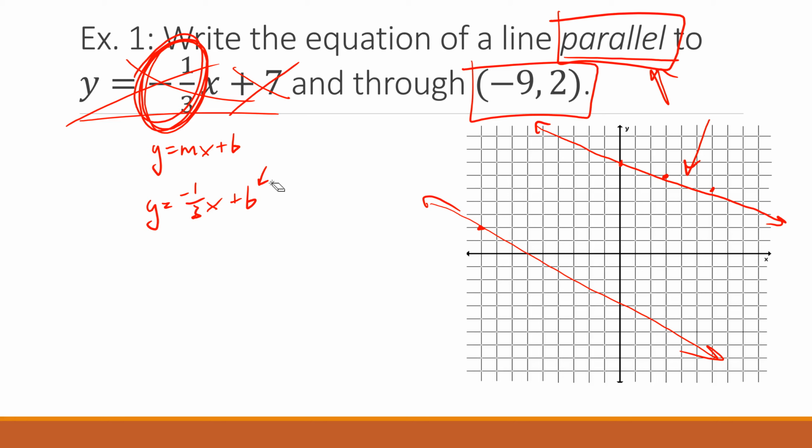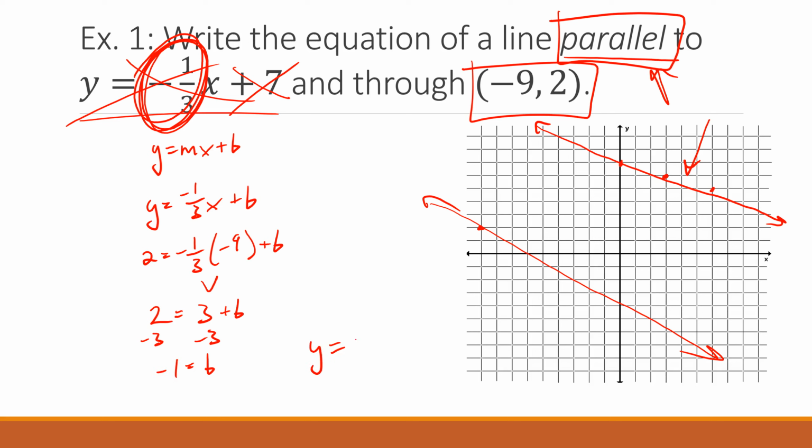So the point is, we're plugging -9, 2 into the y equals mx plus b to solve for b, just like you've done a million times in the past. So 2 is my y, -1/3 is my slope, -9 plus b. I know that -1/3 times -9 is 3. And so it looks like when I subtract 3 from both sides, my b is going to be -1. So the equation of this new line is -1/3 x minus 1.